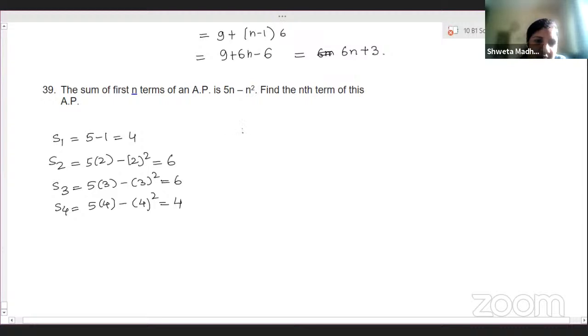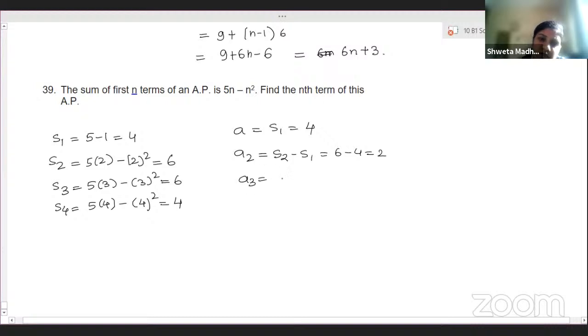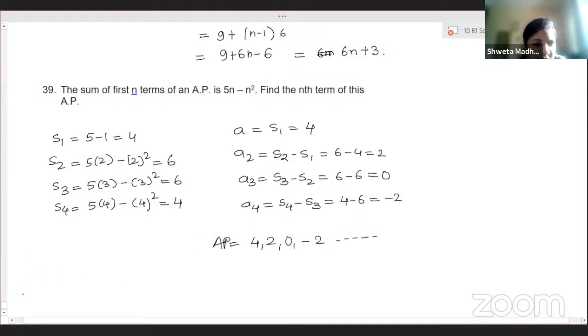So what is A1? A1 is S1, which is equal to 4. A2 is S2 minus S1, that is 6 minus 4, 2. A3 is equal to S3 minus S2, that is 6 minus 6, 0. A4 is equal to S4 minus S3, that is 4 minus 6, minus 2. So what is AP? 4, 2, 0, minus 2.